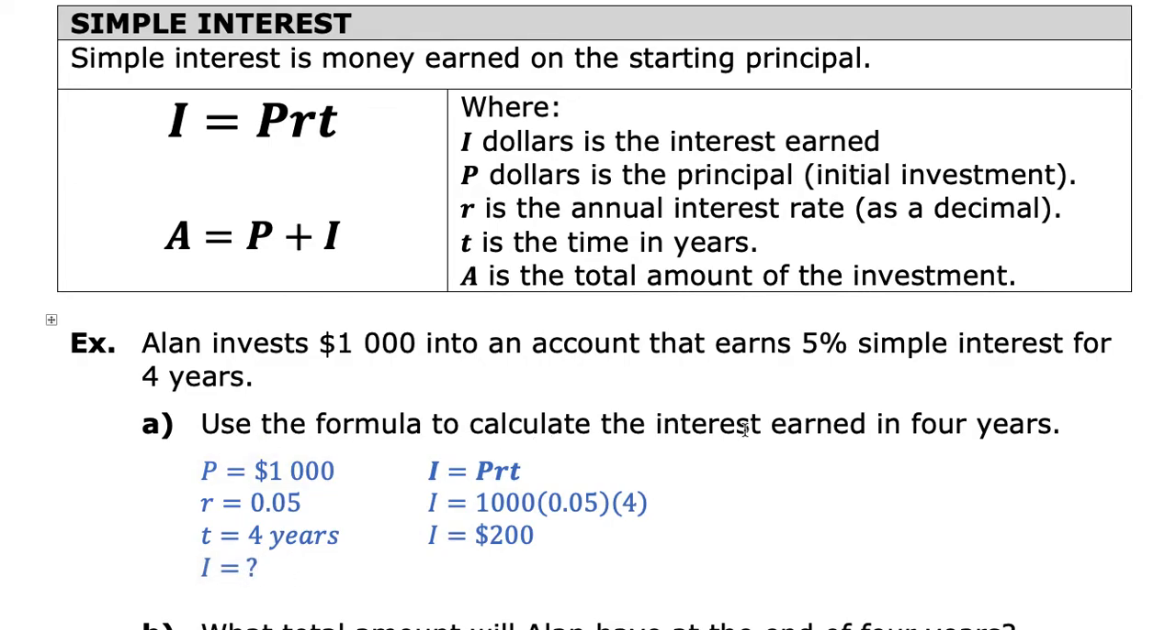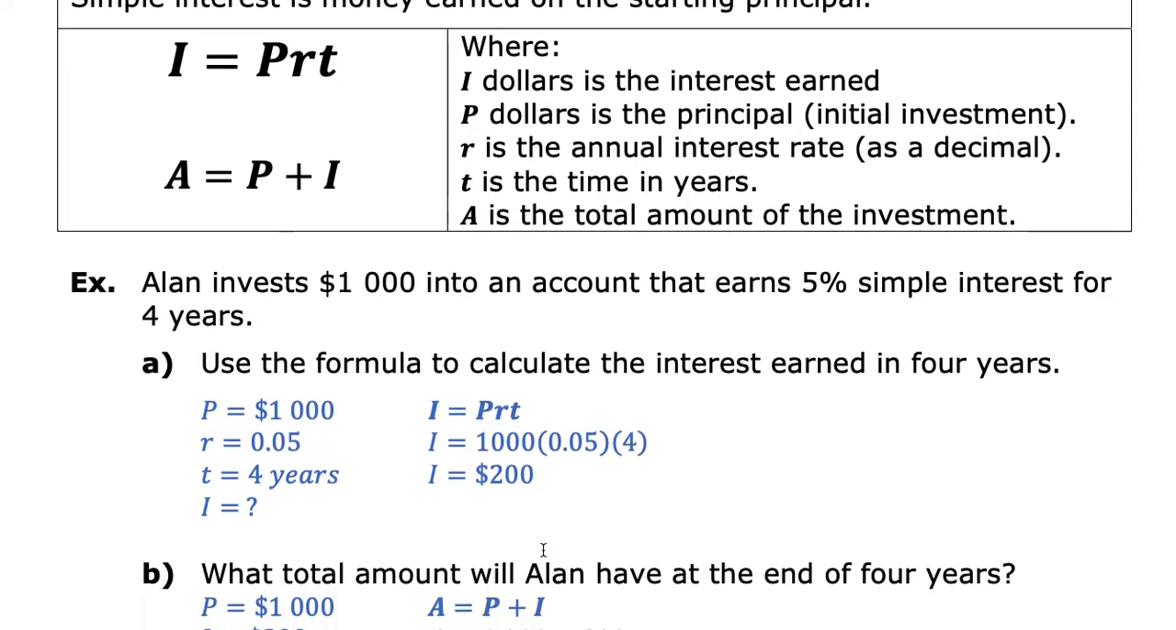Use the formula to calculate the interest earned for 4 years. So in order to do this, we have our given information. Our unknown component is the interest. Therefore, we use an equation involving these variables. I is equal to PRT. So our principal was 1,000, rate is 0.05, and our time is 4 years. When we multiply these together, we get $200. $200 interest has been earned for depositing $1,000 for 4 years.